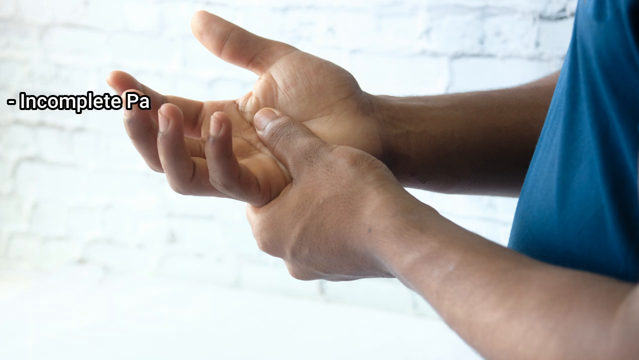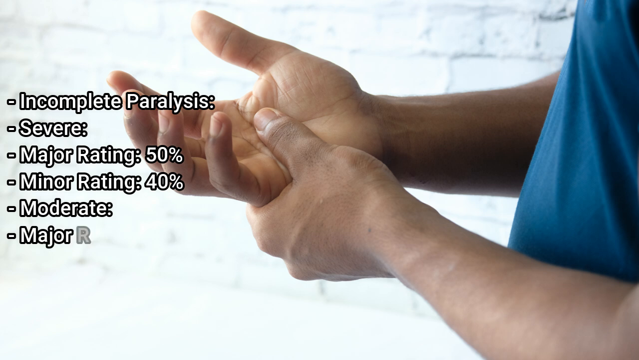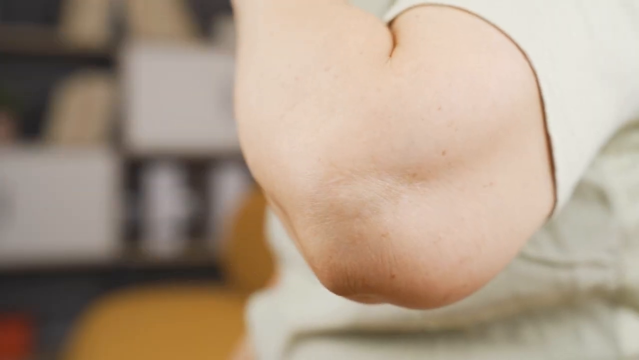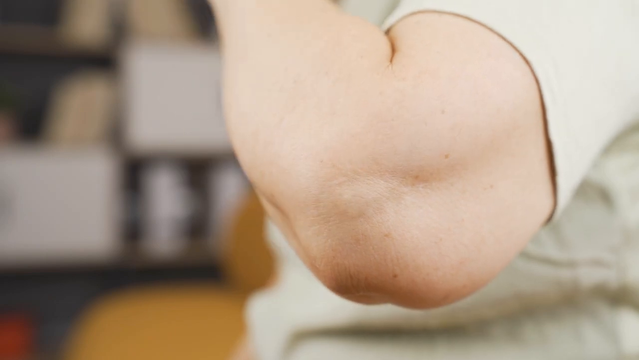Incomplete paralysis. Severe. Major rating, 50%. Minor rating, 40%. Moderate. Major rating, 40%. Minor rating, 30%. Mild. Major rating, 20%. Minor rating, 20%. Understanding the VA ratings for these peripheral nerve conditions is essential for veterans dealing with nerve damage.